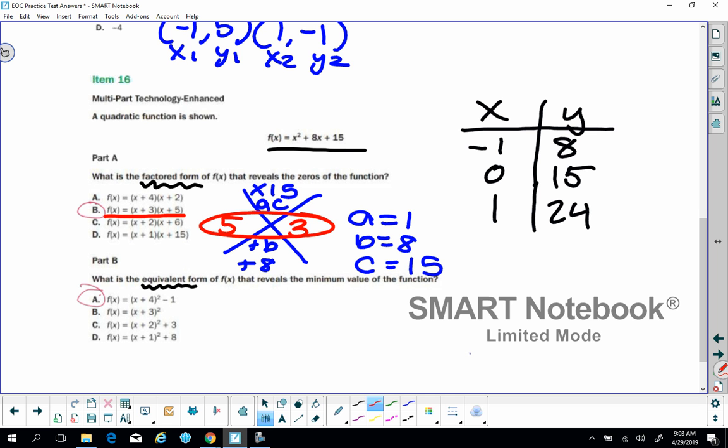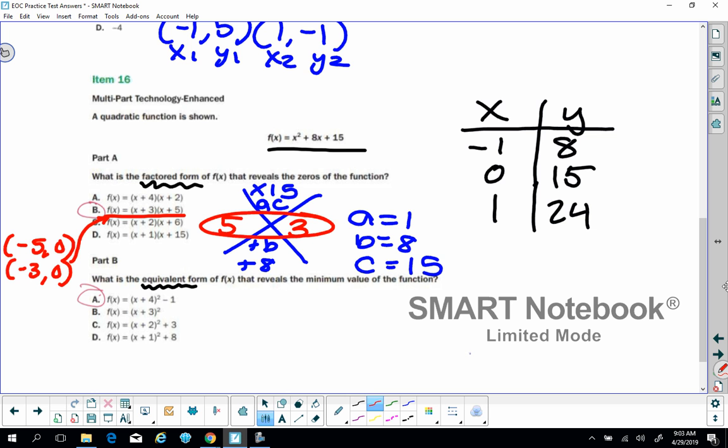That's why these two, your factors, are x plus 5 and x plus 3. You could also look at your zeros in the calculator. Your zeros should have been (-5, 0) and (-3, 0). And I know my zeros and my factors are opposites.